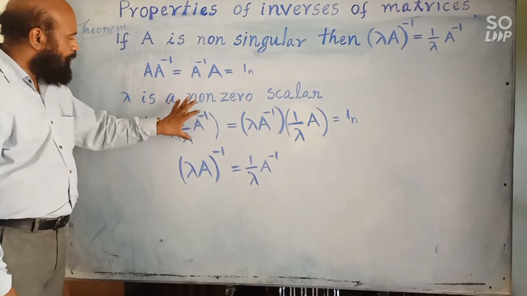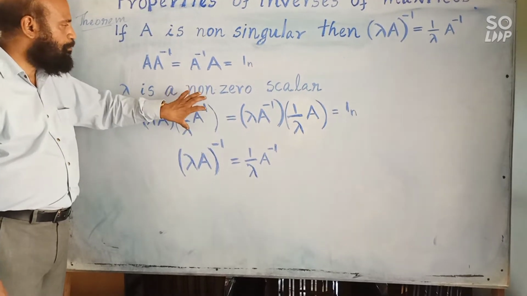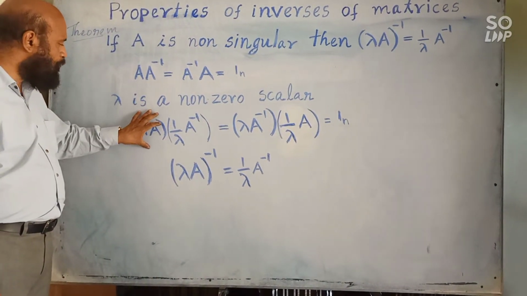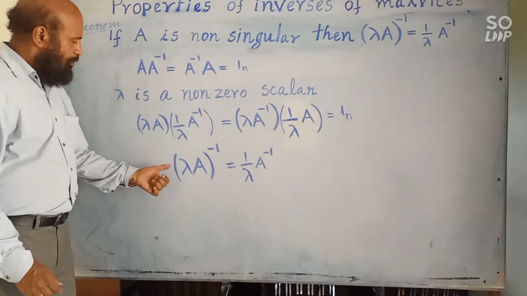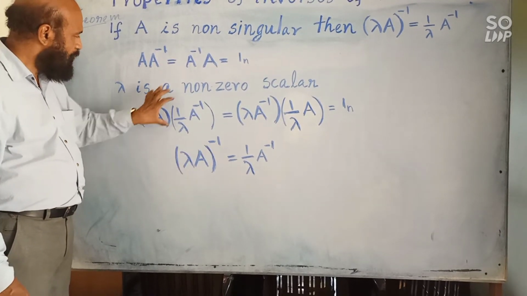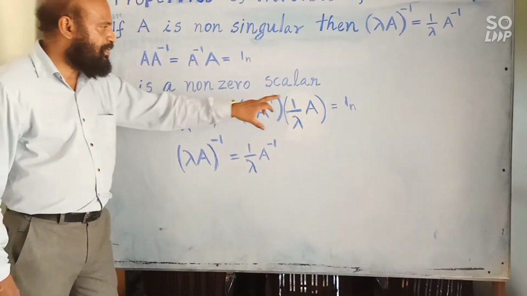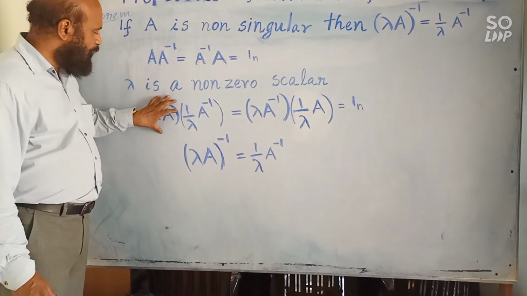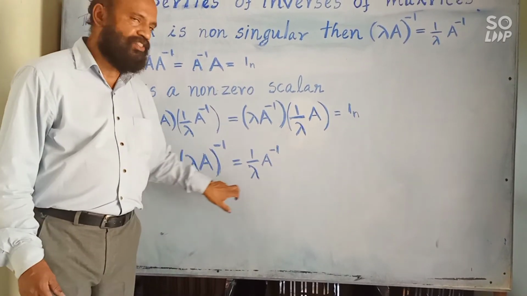Now, from this expression, you can write like this. This matrix, when multiplied by this matrix, you are getting the identity matrix. That means the inverse of this matrix is this one. That's why you are getting the identity matrix. So by this we can write like this. Inverse of lambda A is this one. So 1 by lambda A inverse. Inverse of this matrix is this. That's why we are getting the identity matrix. So using the equation we can write like this. Inverse of this matrix is this one. So lambda A inverse is this. So 1 by lambda A inverse.